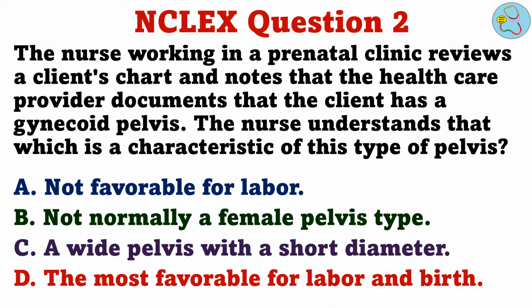Question 2. The nurse working in a prenatal clinic reviews a client's chart and notes that the healthcare provider documents that the client has a gynecoid pelvis. The nurse understands that which is a characteristic of this type of pelvis? A. Not favorable for labor. B. Not normally a female pelvis type. C. A wide pelvis with a short diameter. D. The most favorable for labor and birth.